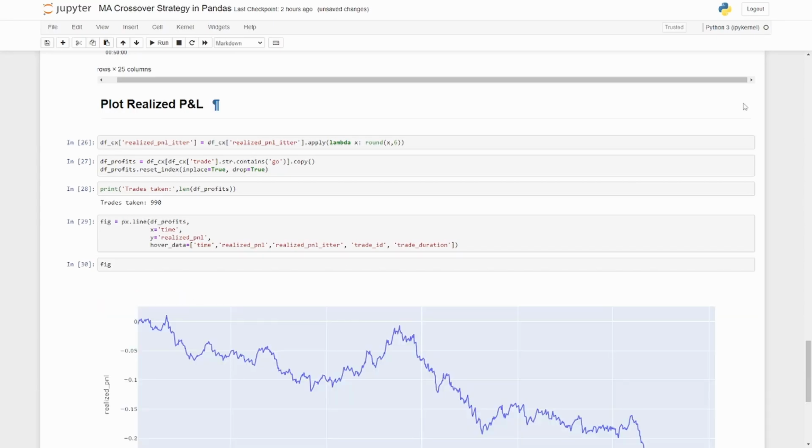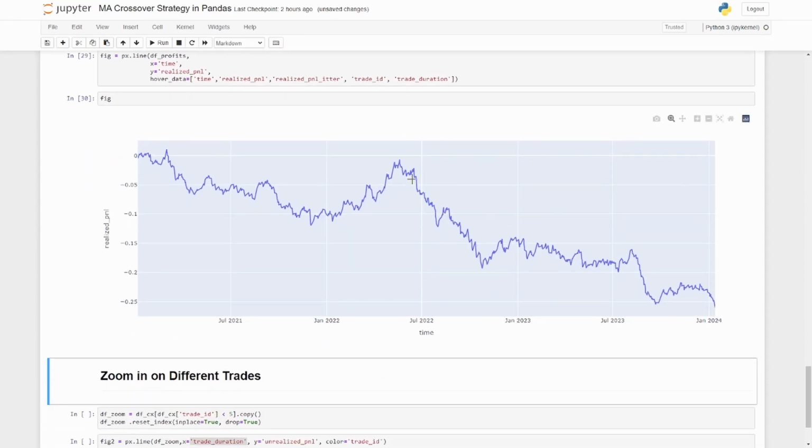Let's see the chart. So here's the strategy, right? Over time, we can hover over it. We can see, okay, what is the time? What is the realized P&L? What is the realized P&L iter? That's going to be basically your profit for the trade that just closed. The trade ID, trade duration. Actually, I should have this shift one, but we'll move on. That's going to bug me, but that's fine.